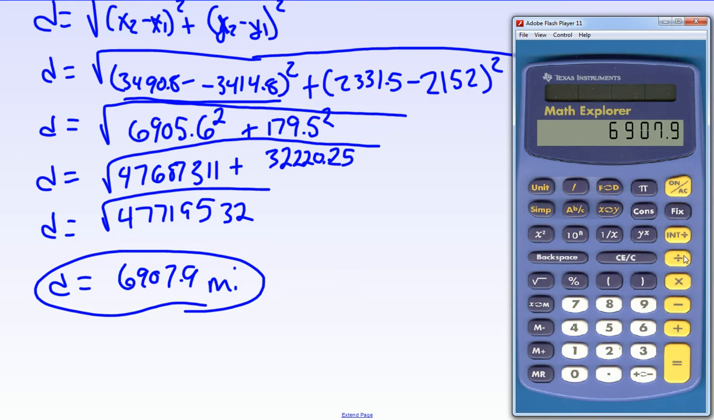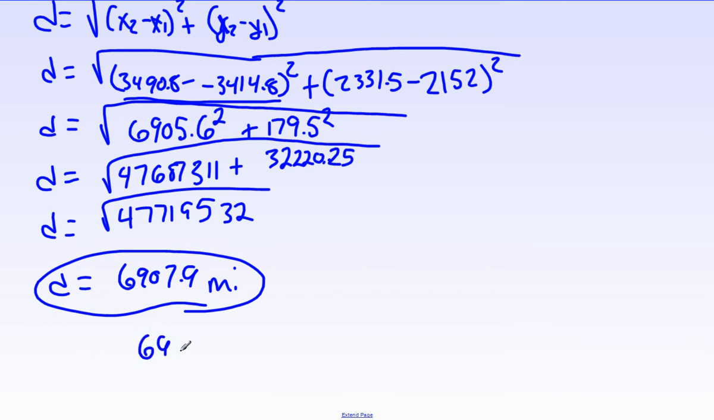6907.9 divided by 100, because you're trying to find out how many hundreds of miles, and the answer is it's 69.079 hundred miles. In this case, you're going to need 69.079 gallons of fuel, because every 100 miles is 1 gallon.